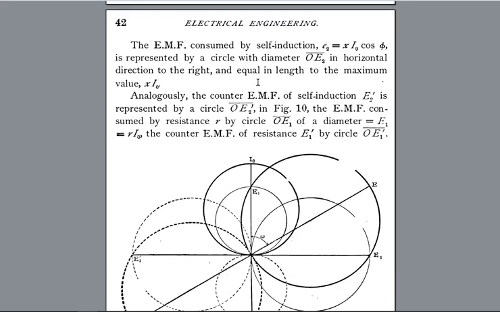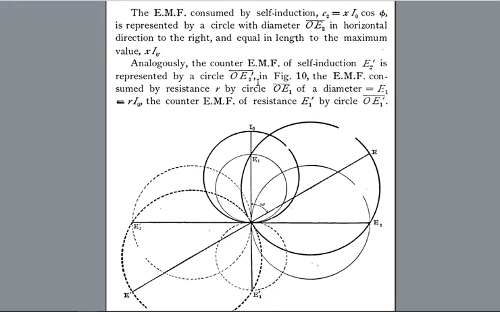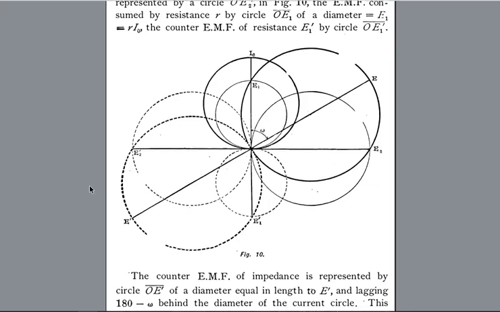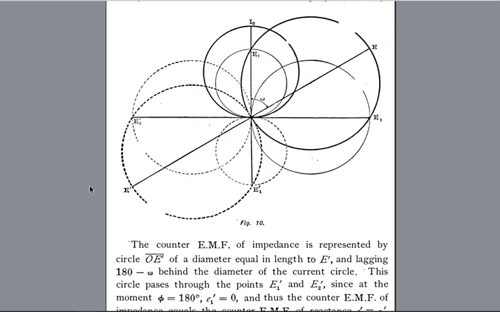The electromotive force consumed by self-induction, E2 equals xI0 cosine phi, is represented by a circle with diameter OE2 in horizontal direction to the right and equal in length to the maximum value xI0. Analogously, the counter-electromotive force of self-induction, E2 prime, is represented by a circle OE2 prime in figure 10. The electromotive force consumed by resistance R is represented by circle OE1 of a diameter equal to E1 equals RI0. The counter-electromotive force of resistance, E1 prime, by circle OE1 prime.